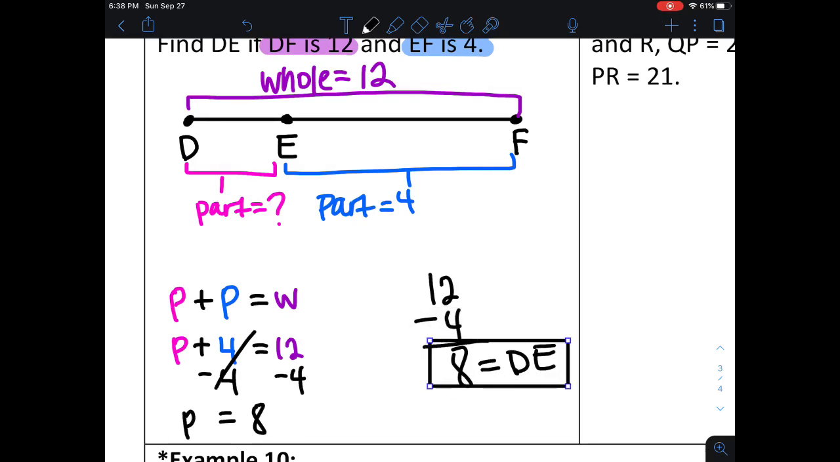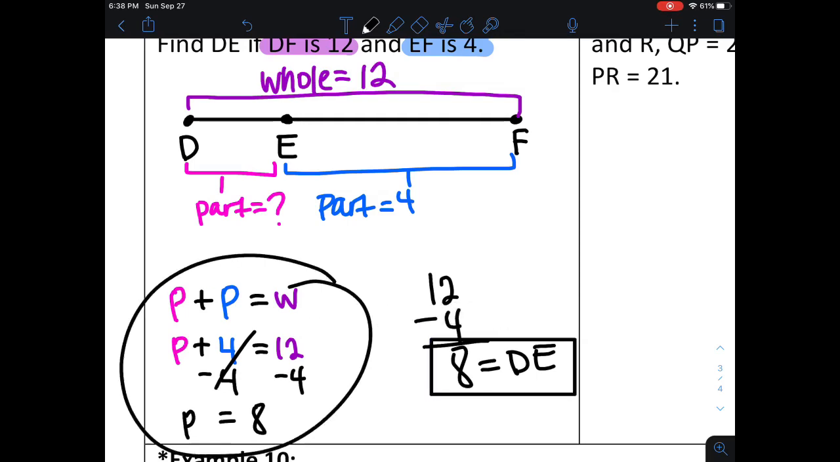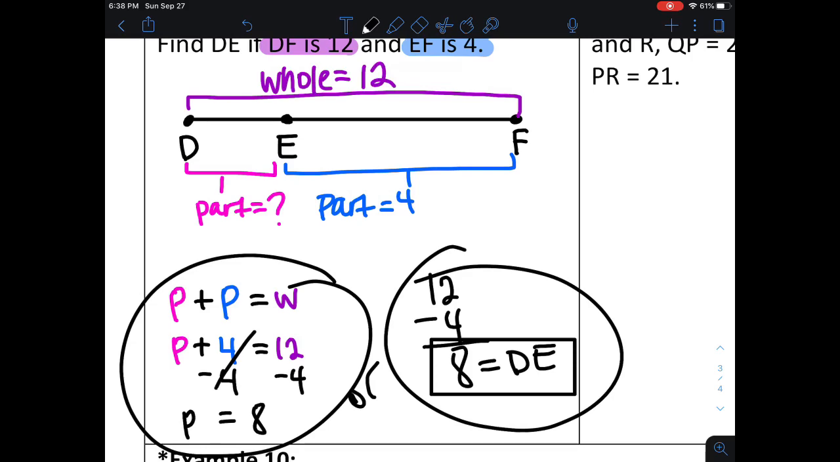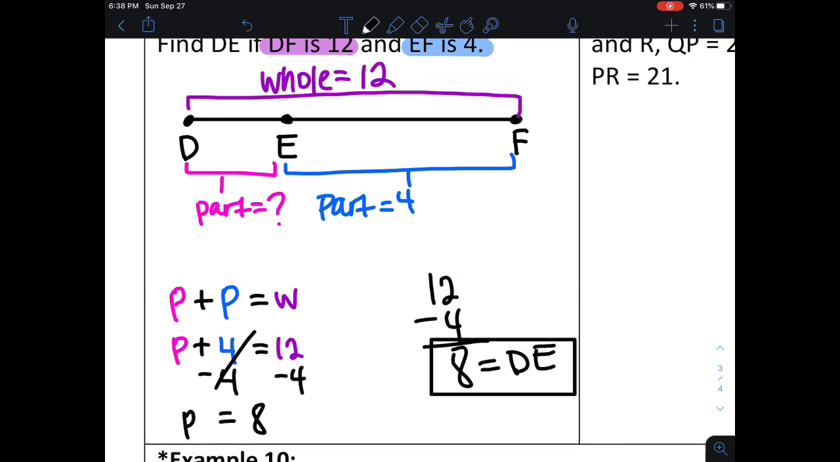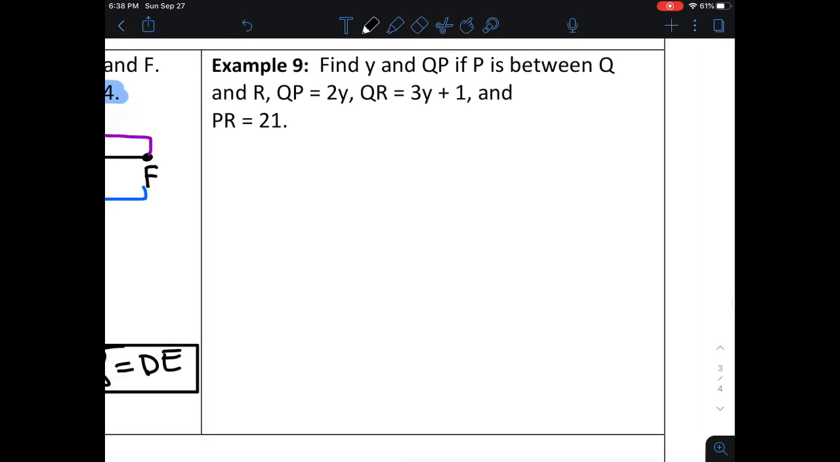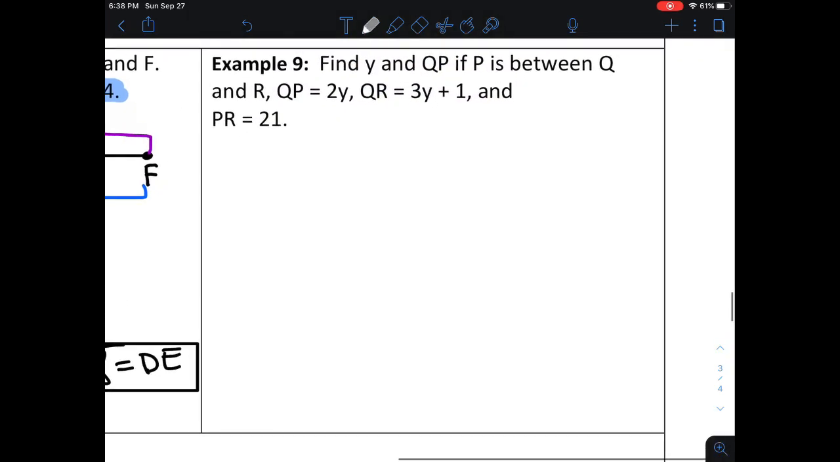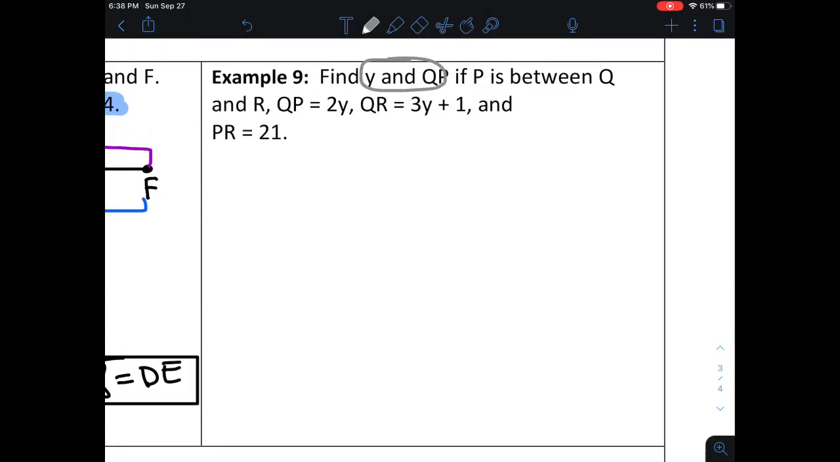Okay? So you could do it this way, or you can do it this way, but just make sure you do it correctly. Next, find Y and QP. Okay, hold on. Here's some foolishness. We need to find Y and QP. Okay. I hate when it does that.